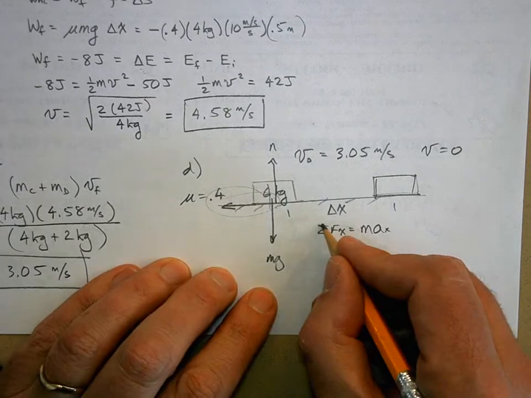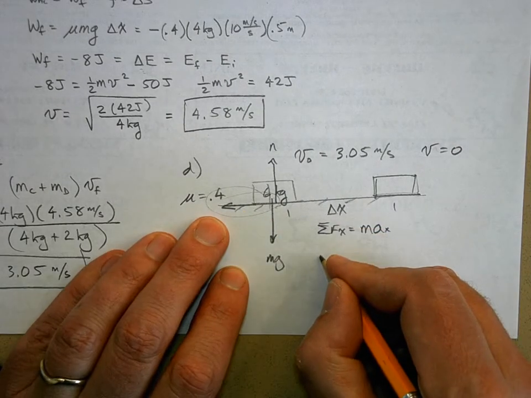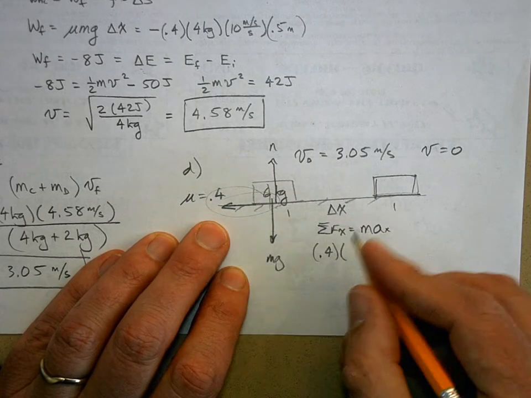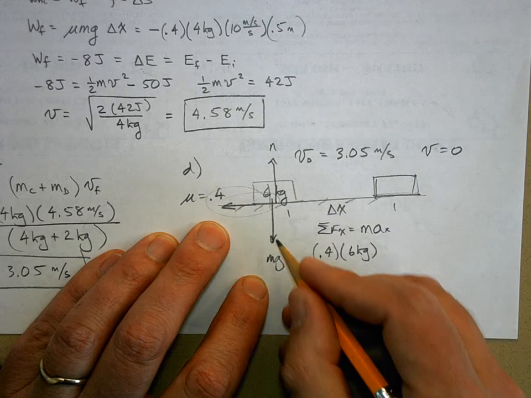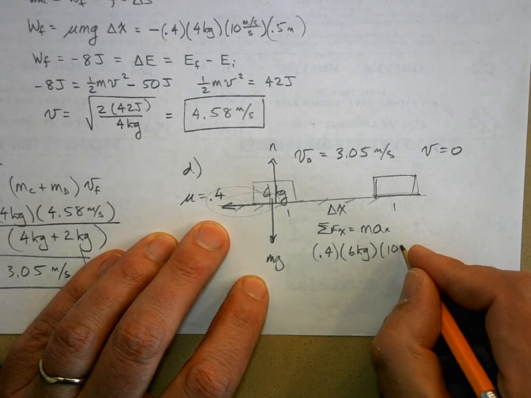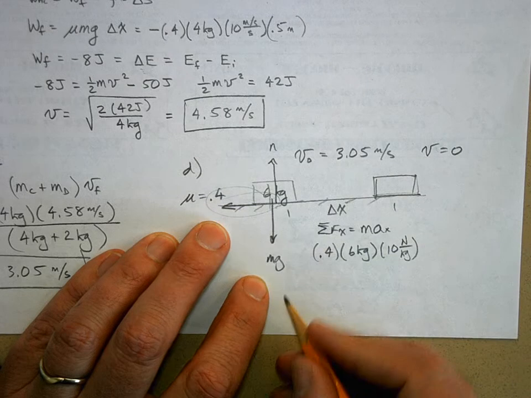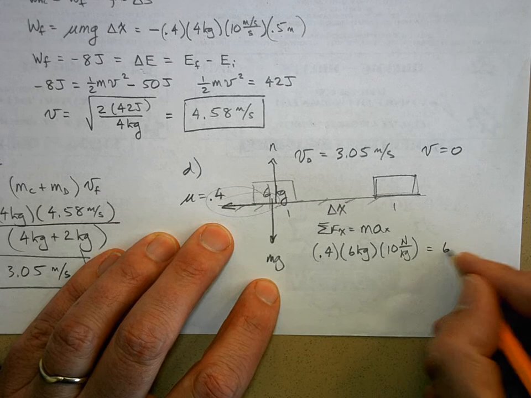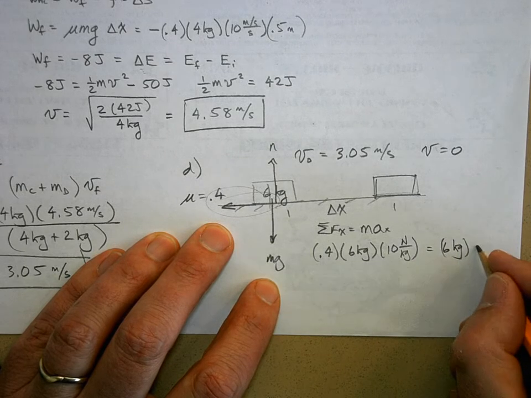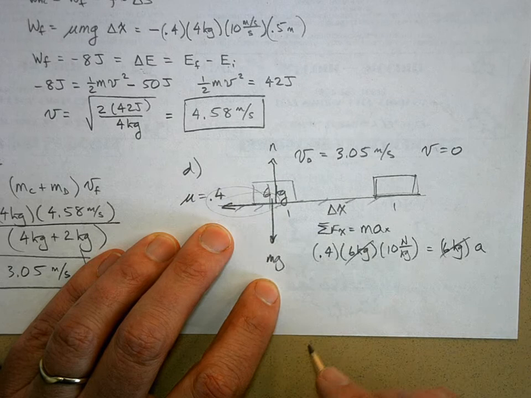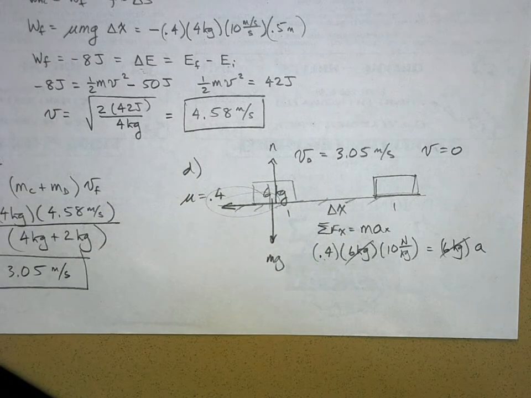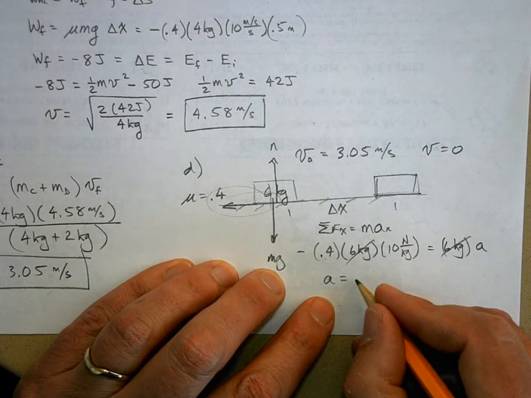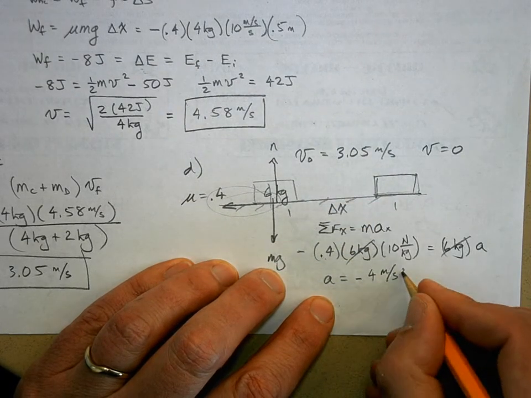So let's add up the forces. It's mu times the normal force, just 0.4 times, now the total mass here is 6 kilograms, mu mg. And they said, hey, just use 10. I'll use newtons per kilogram just because I feel like it. So that's mu mg is equal to ma, 6 kilograms times a. Of course, the 6 kilograms are going to cancel. 0.4 times 10 is 4. So the acceleration is, and it's in the negative direction, so this is really negative 4 meters per second squared.